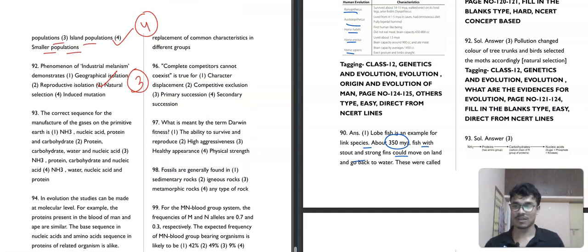Okay. Then question number 93. The correct sequence for the manufacture of the gas on the primitive earth is, we just have to find the gases. This is the sequence here. You can see NH3, ammonia, then proteins, then carbohydrates, then nucleic acid. So where we have this option, the third option is our correct answer.